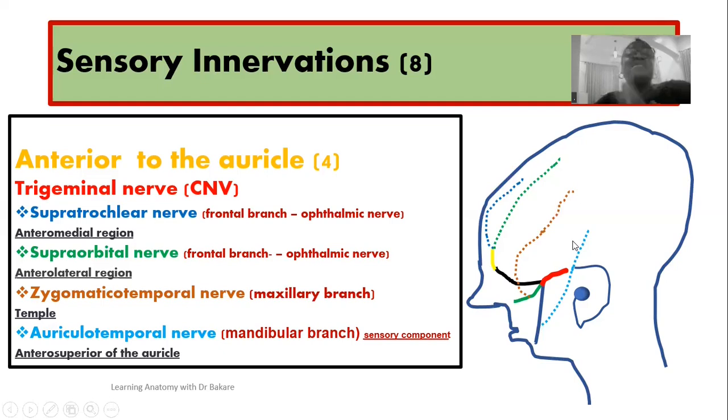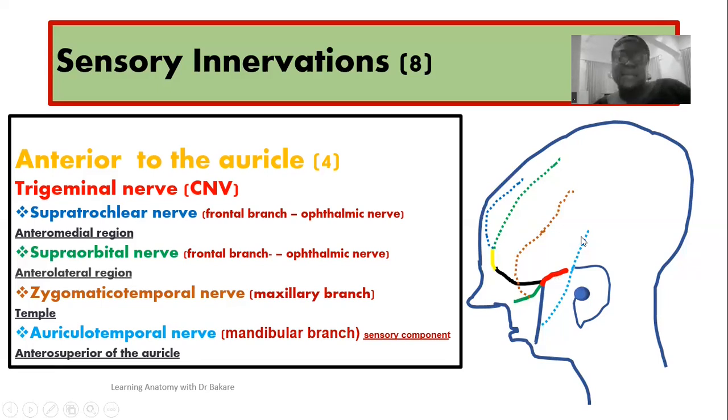You see that they give sensory innervation to the region of the scalp that is located anterior to the auricle. And of course, these branches are from the different sub-branches of the trigeminal nerve. As we've highlighted here, the supratrochlear and the supraorbital are branches from the ophthalmic, while the zygomaticotemporal nerve is from the maxillary nerve.